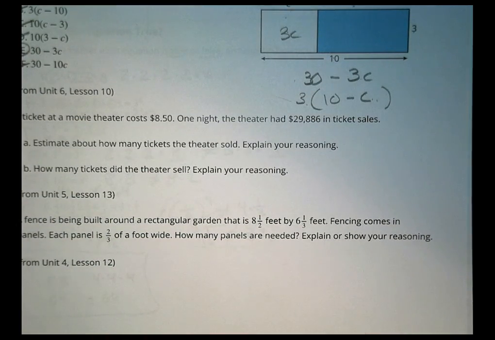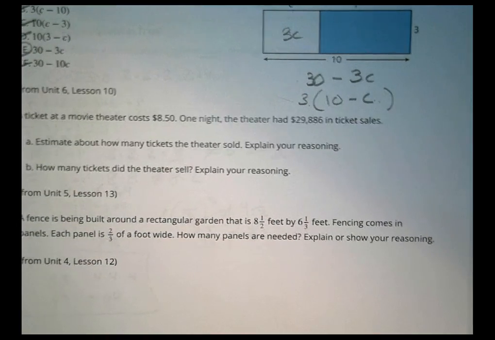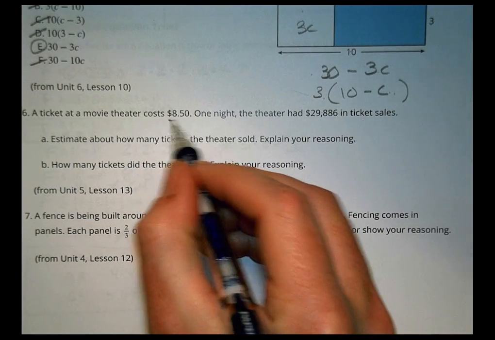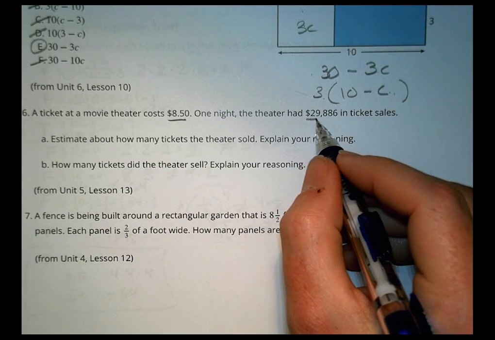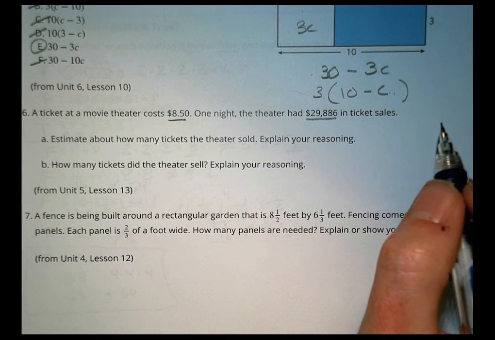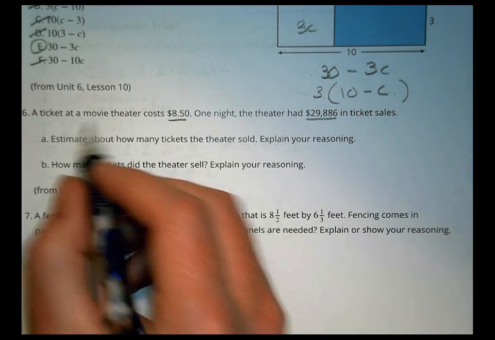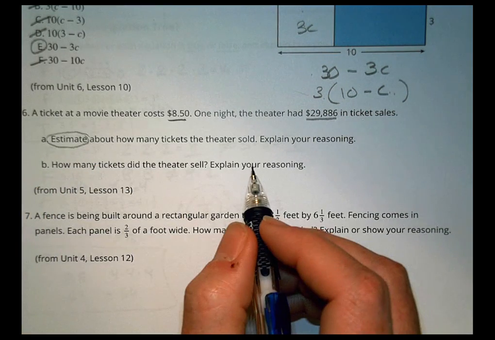All right, a ticket at a movie theater cost $8.50. One night the theater had $29,886 in ticket sales. Way to go. Estimate about how many tickets the theater sold.